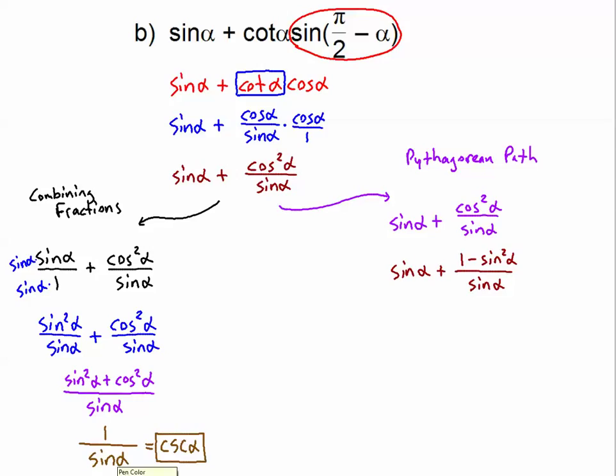Now I'm actually going to split the fraction apart. I have a binomial in the numerator and a monomial in the denominator, which means that I can split this fraction into two different fractions. Here's my sine of alpha, of course. This first fraction is just 1 over the sine, minus the second fraction is sine squared over sine.